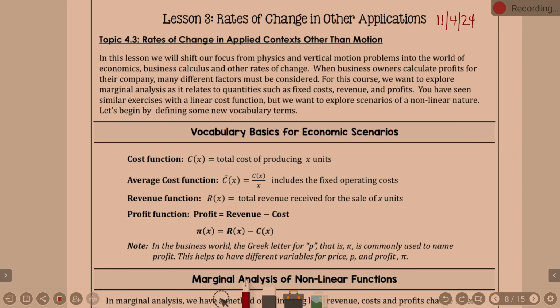Average cost function is a typical one. You'll notice right there, C bar. We used X bar somewhere along the line for mean, maybe that's a calc thing. But when you see the bar here, that's another way to talk about average. To find the average cost function, you do C of X divided by X. That's your total cost divided by the number of units, and it includes the fixed operating cost.